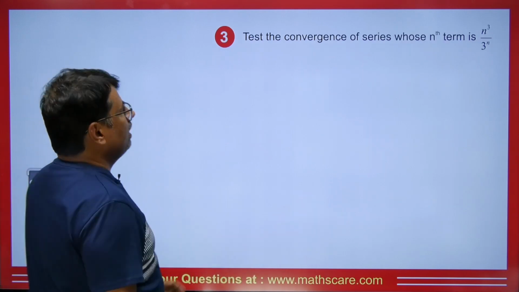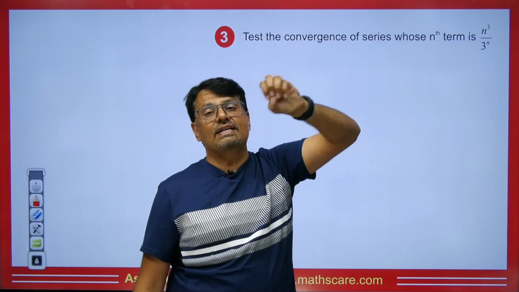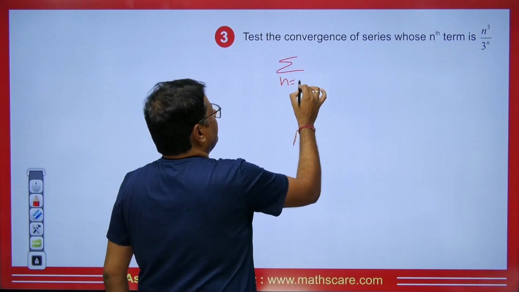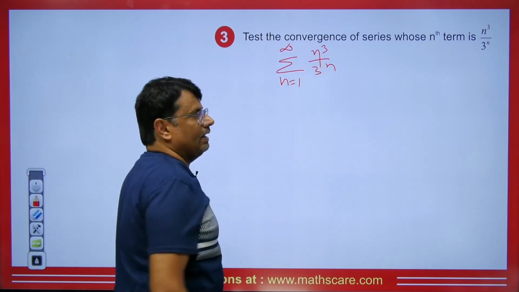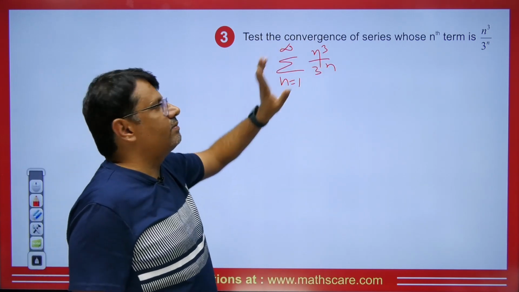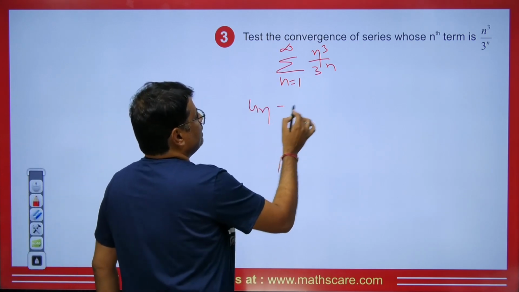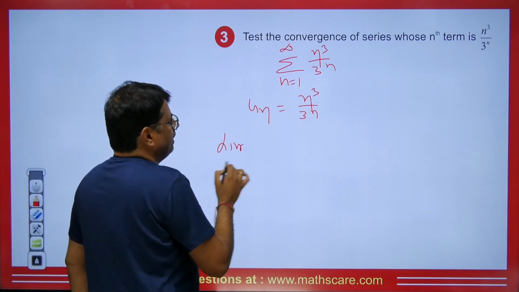So look here for the next question. It's given that n cube upon 3 to the power n is the nth term of an infinite series. The infinite series given here is n equals 1 to infinity, n cube by 3 to the power n, and you need to find if this series is convergent or not. So the nth term that we have is given as n cube upon 3 to the power n. It is n tends to infinity.